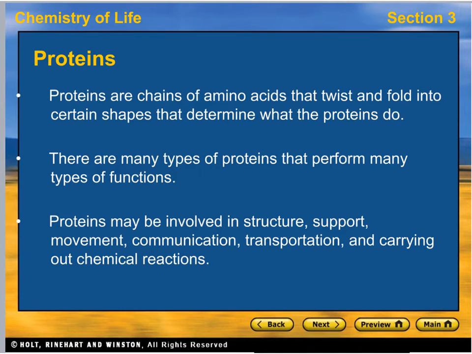Today we're going to end our 3.3 section by talking about something called proteins. Now proteins are chains of amino acids that are going to twist and fold into certain shapes, and those shapes are going to determine what that actual protein is going to do. There's many different types of proteins that perform different types of functions. And proteins have many different roles. They can be involved in structure, support, movement, communication, transportation, and the carrying out of chemical reactions.